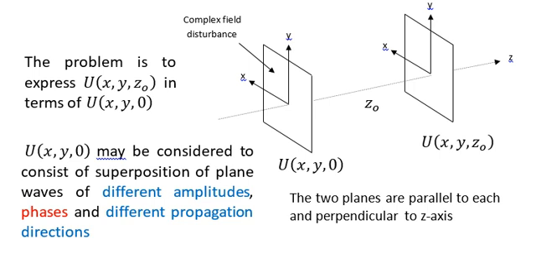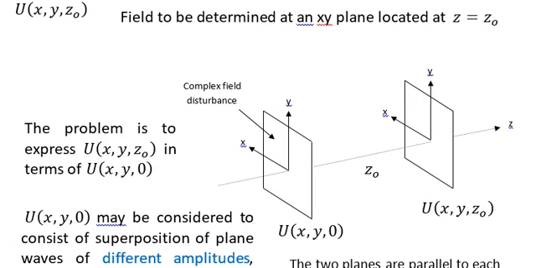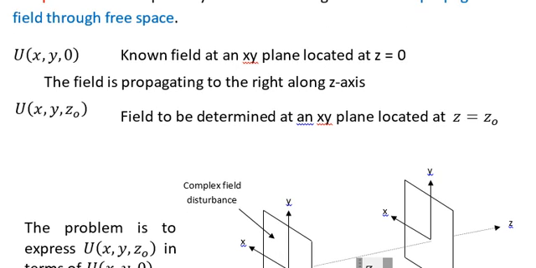Okay, let's now read some statements. An optical field has to pass through space between any two optical components in an optical system, which is regarded as the propagation of a field through free space. So you see that here this field capital U at z equal to 0 will propagate a distance z0 and will reach another parallel plane. So you see that the space between them is the free space.